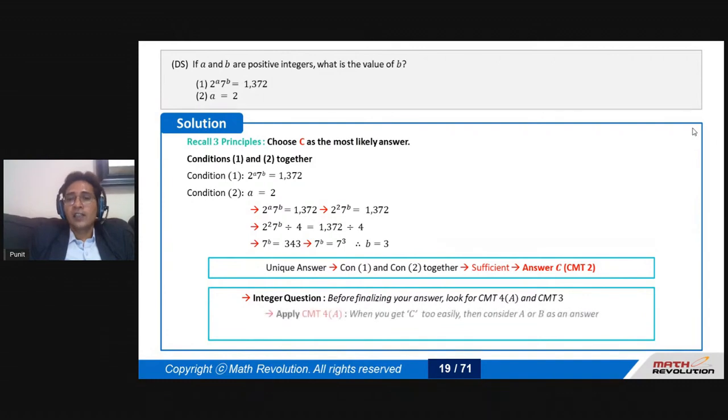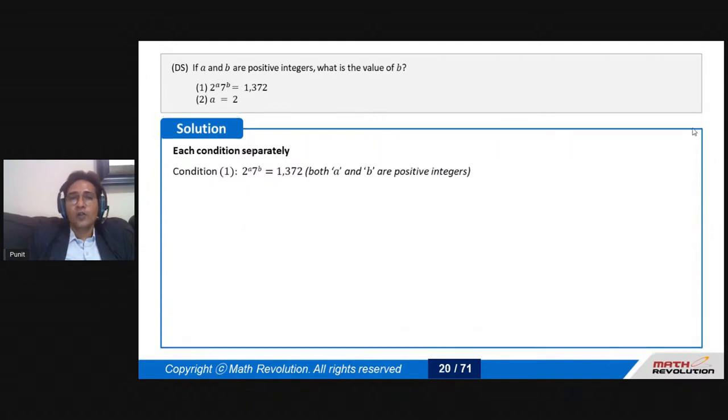So, this is what CMT4A applies: if you're getting your answer as C very easily, when you read words like integers, please stop yourself from marking the answer as C. There would directly be a plot or a trap. Go on to the conditions individually and check them. Let's check each condition separately and see what happens next.